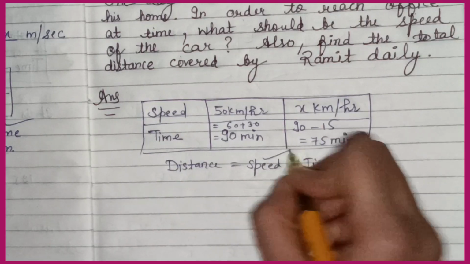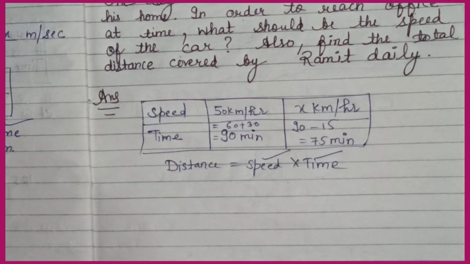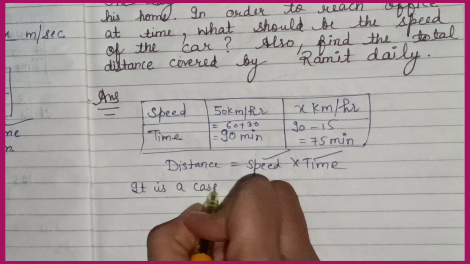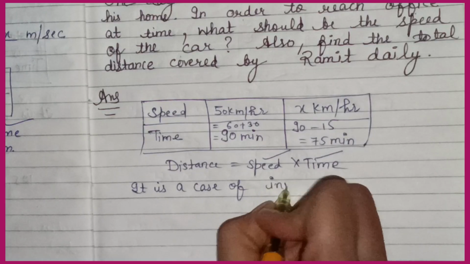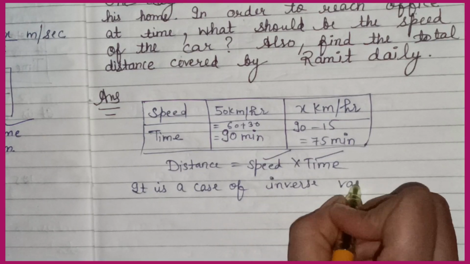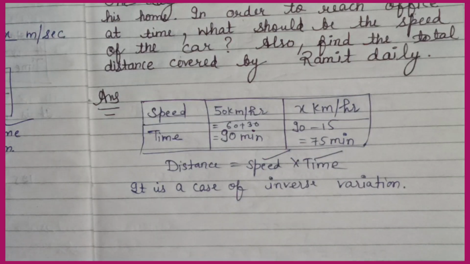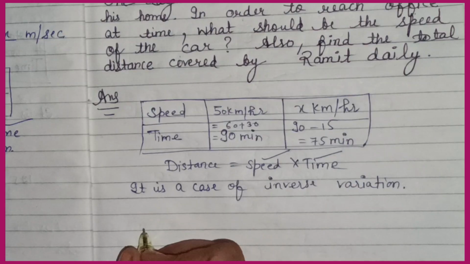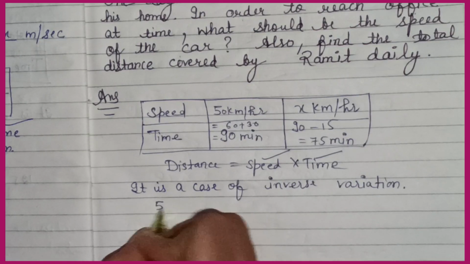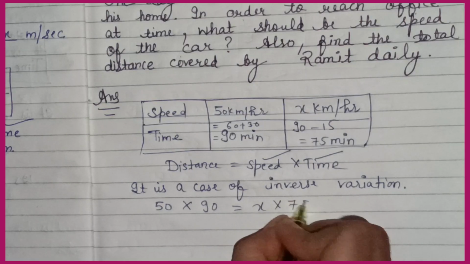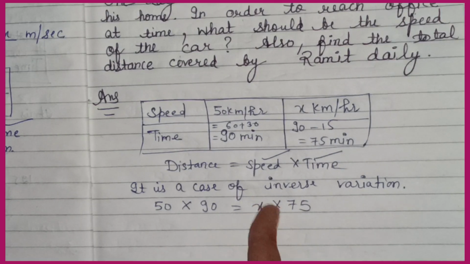Both are from the LHS. So it is a case of inverse variation. And we know the formula of inverse variation: A multiplied by B is equal to constant. So I write here 50 multiplied by 90, which is equal to x multiplied by 75. From here we have to find out the value of x.